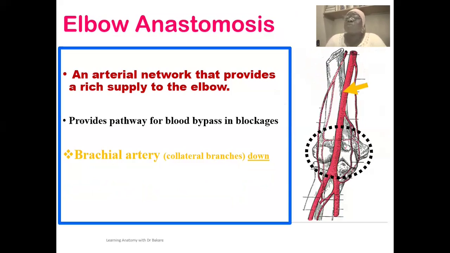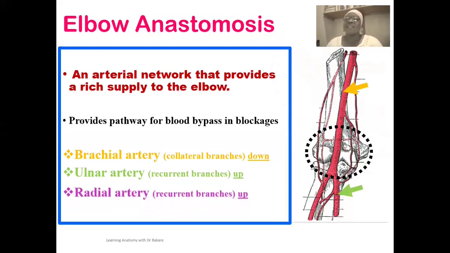So this anastomosis also is seen to be formed by branches from the ulnar artery. And this is where we have the ulnar artery here, arrowed in green. We know that the ulnar artery is one of the terminal branches of the brachial artery. And this artery is seen to provide recurrent branches that are directed upward.